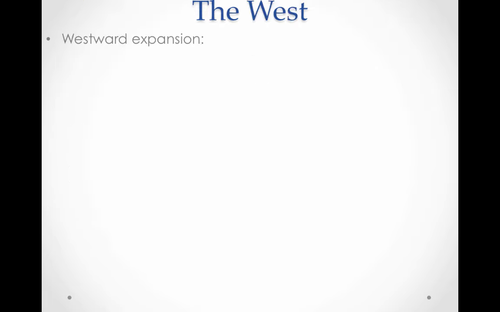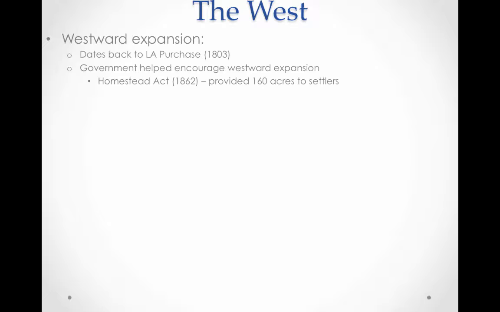All right, let's jump on over to the West. We have Westward Expansion. Now remember, Manifest Destiny is really complete by this time, and it goes back as far as the Louisiana Purchase in 1803. The government is going to help encourage westward expansion by acts like the Homestead Act, which provided 160 acres to settlers who moved out west. And also, the government played a role in the completion of the Transcontinental Railroad by giving subsidies or loans and free land and money to companies to build.